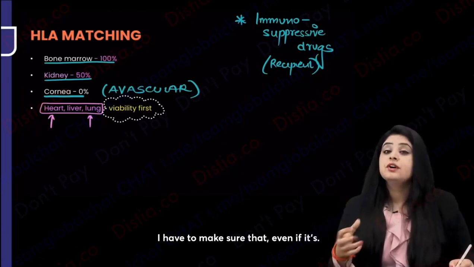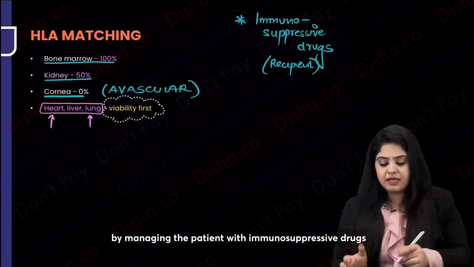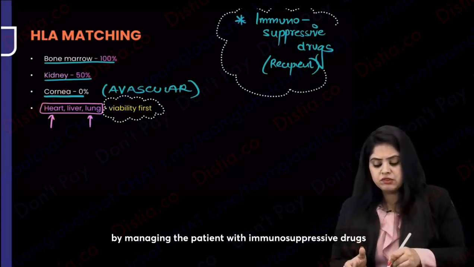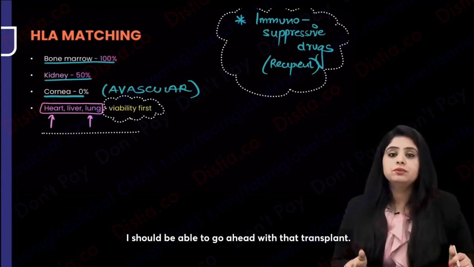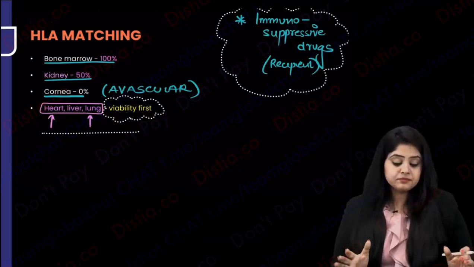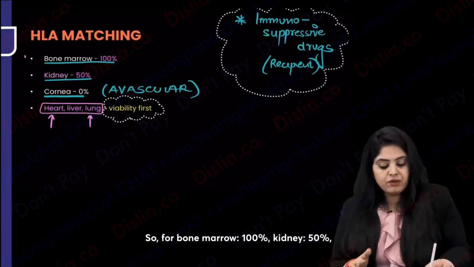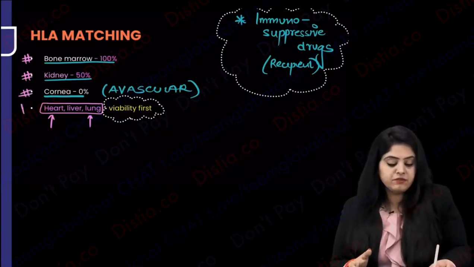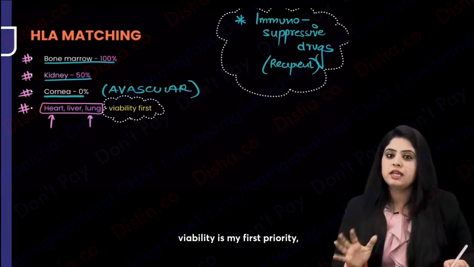I have to make sure that even if I've got a heart and I have a patient who's in need of it, by managing the patient with immunosuppressive drugs and even without an HLA matching, I should be able to go ahead with that transplant. So remember, these were rules for few organs. For bone marrow, 100%, kidney 50%, cornea, avascular 0%, and for main organs like heart, lung, liver, viability is my first priority, then comes matching.